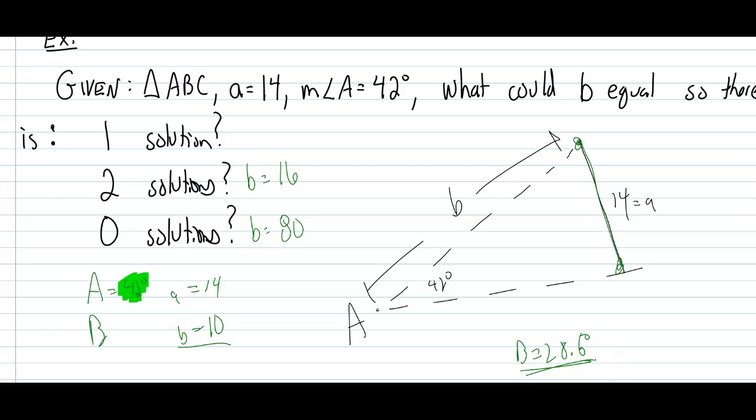So there is at least one solution. If we took 180 minus that value, we would get another potential answer of 151.4 degrees. The key thing is that this angle plus the one that was given, that 42 degrees, have to add up to less than 180. They don't, so there is not a second solution. So in other words, when we had B equal to 10, we did get exactly one solution.